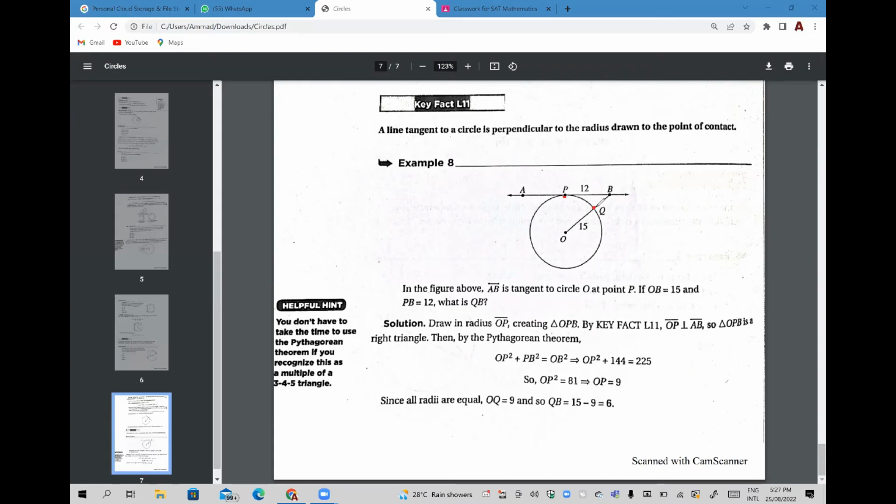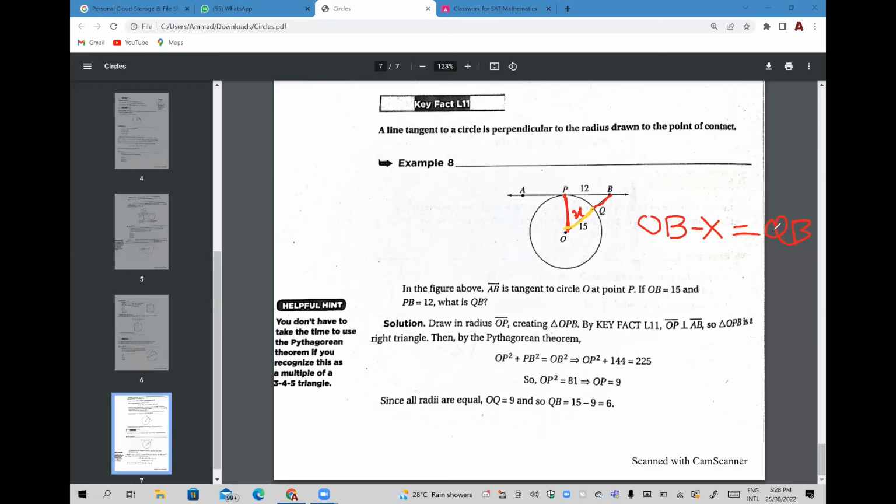अच्छा, ये इधर से इधर तक की बात हो रही है. इसका मतलब ये है कि we know this entire OB is 15. इसमें से हम लोग, अगर हमें रेडियस मिल जाए, let's call it X. X क्या चीज है? This yellow length. That's it. If we get X, we can subtract this X from OB. OB minus X is equal to what? It's equal to QB. And QB is what we're supposed to find.